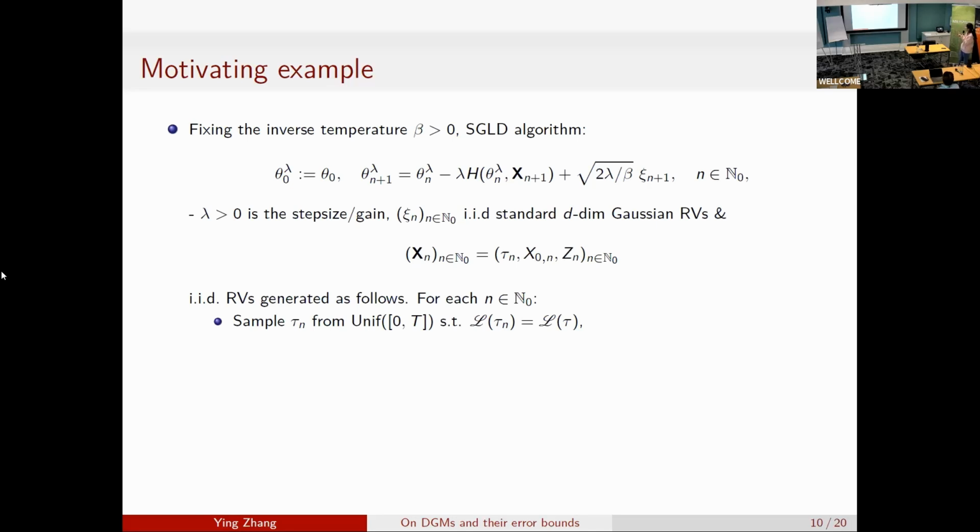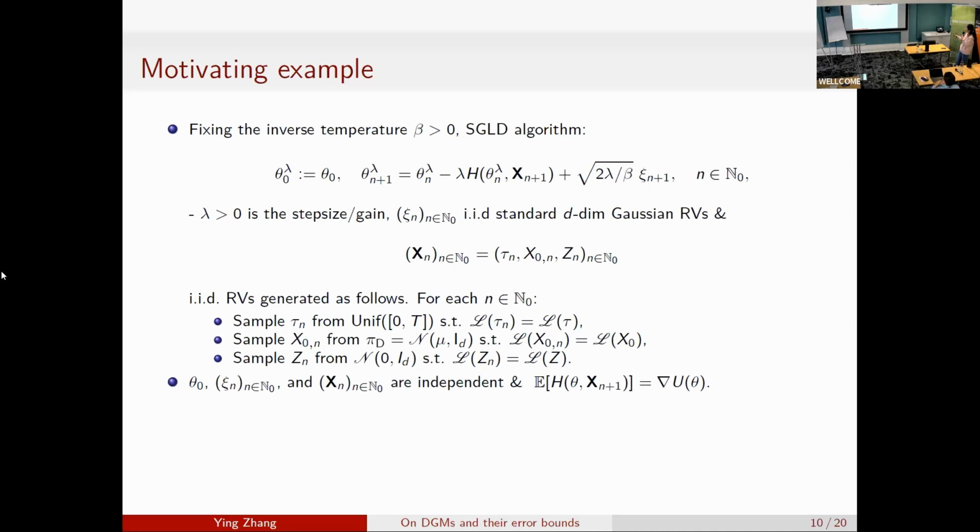Now here, for the stochastic gradient, this Xn is a sequence of IID data points. In order to generate this Xn, because it's a vector of these three random variables, we sample Ln from the uniform distribution from zero to capital T, such that the law of Ln is the law of tau. And then we sample this X0n from the available data set, that is from pi D. It's not directly from pi D. Such that the law of X0n is the law of X0. And thirdly, we sample the Zn from the standard Gaussian distribution such that the law of Zn is the law of Z.